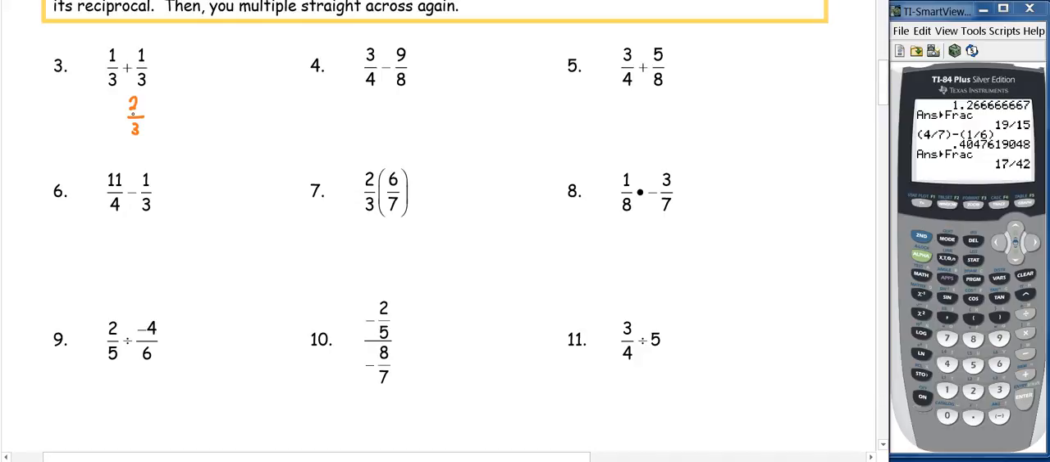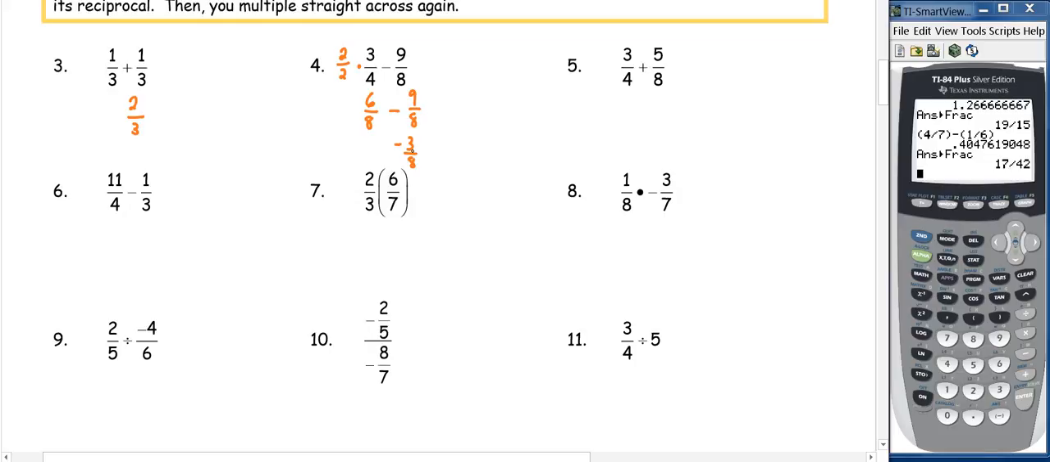In number 4, it becomes a little bit trickier because we do not have a common denominator. So we need to make a common denominator first. So I know that I can multiply 4 by something to get to 8, and that number is 2. So I'm going to multiply the first fraction by 2/2. So I get 6/8 minus 9/8. Now that they have common denominators, I can just do 6 minus 9, and I get -3/8.